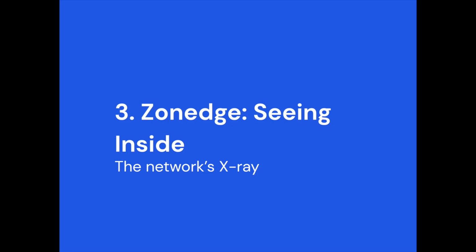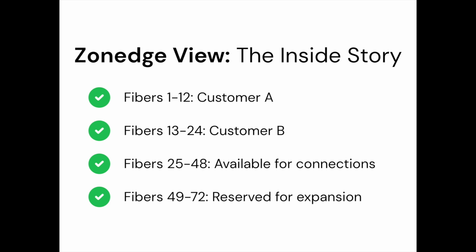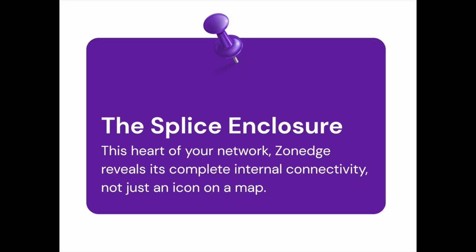ZoneEdge is built specifically to give you that deep internal view of your network's connectivity. It shows you not just where the cable is, but what every single fiber inside of it is doing. Let's go back to our cable on Main Street. With a generic tool, this is what you see: a label on a line. It's a fact, sure, but it's not information you can really act on, is it? But now, take a look at the X-ray view. For the exact same cable, we suddenly have total visibility. We see fibers 1 through 12 are for customer A. We see fibers 25 through 48 are available for new business. This is actionable intelligence.